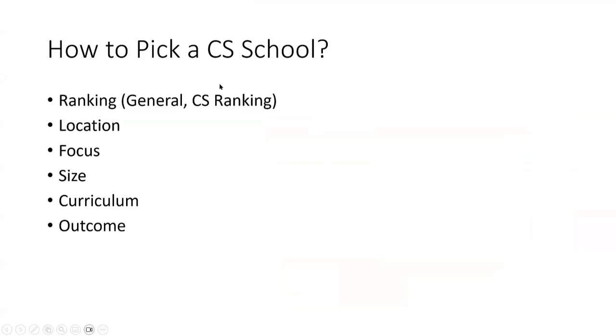So first, to pick a computer science school, you still need to base it on the general ranking, the computer science ranking, the major ranking, the location of the school, the focus of the school's research and development, the size of the faculty and the student body, the curriculum, the kind of classes and the degree that the school can offer, and also the outcome of the computer science school.